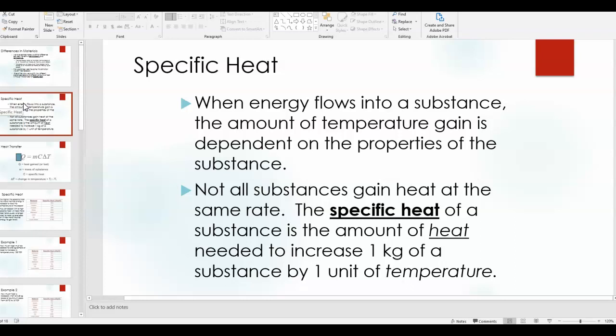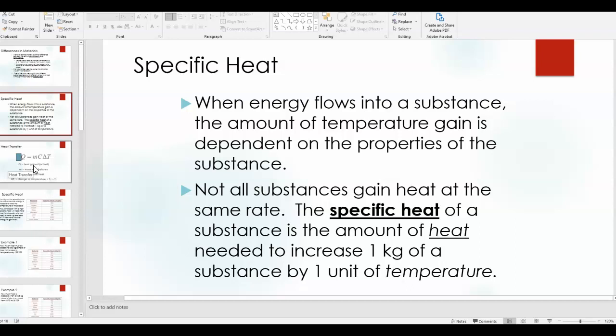The way specific heat is defined is that the specific heat of a substance is the amount of heat, remember, that's the amount of thermal energy, needed to increase 1 kilogram of a substance by 1 degree Celsius, or you could also say 1 Kelvin. So specific heat is the amount of heat needed to increase 1 kilogram of that substance by 1 unit of temperature. Right, and so that is the definition of specific heat. But let's talk about, what exactly does that mean?